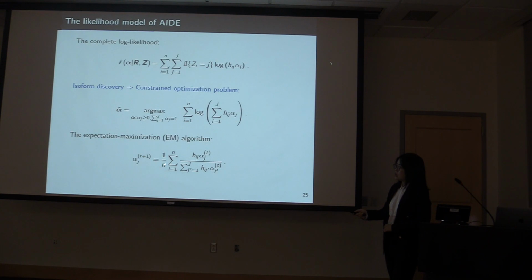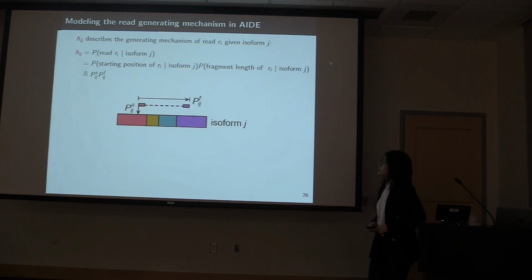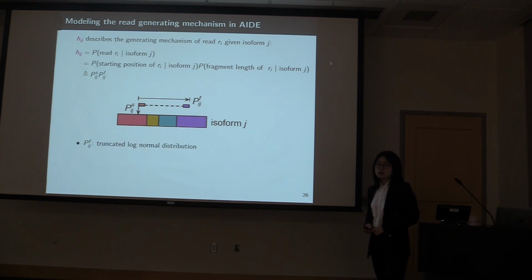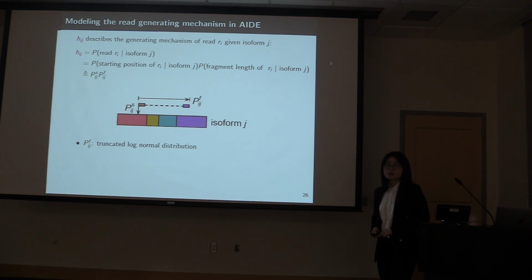In order to calculate the estimated alpha J in each iteration, we need to know the value of Hij's. Recall that we use Hij to represent the read generating mechanism. If we think of one pair of reads, it's actually characterized by two independent features: the starting genomic position of this pair of reads and the corresponding fragment length of this read, assuming that it comes from isoform J. Therefore, we calculate Hij as the product of two probabilities, PS for the starting position and PF for the fragment length.